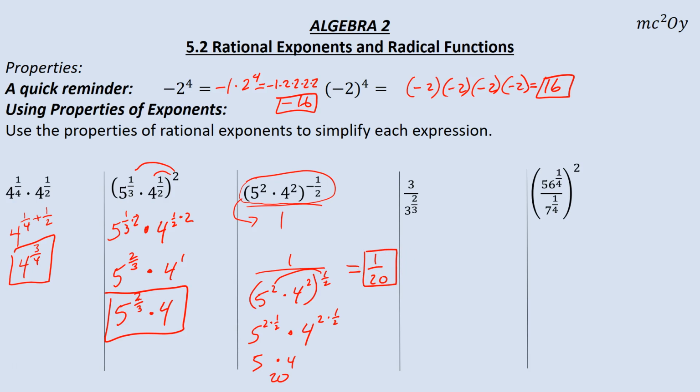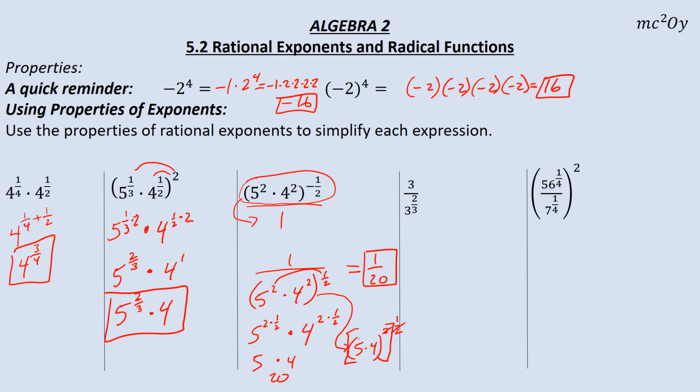The other way to do that at the beginning, you could have thought of this piece as 5 times 4 squared, all to the 1/2 power. And then that would have just canceled out and you would have been left with 20. Multiple ways to do it.